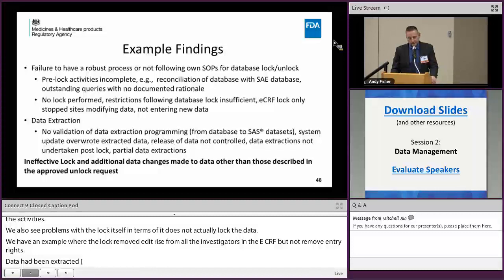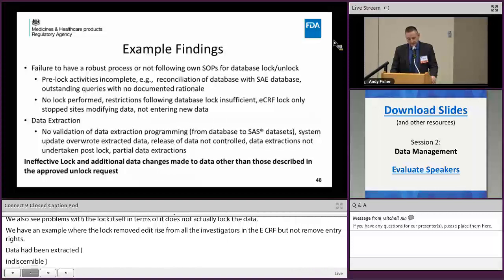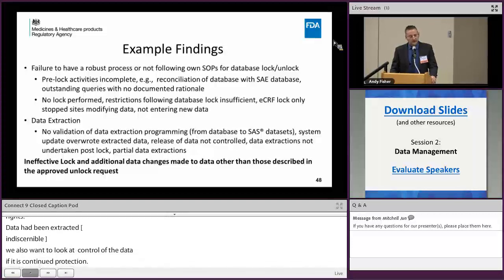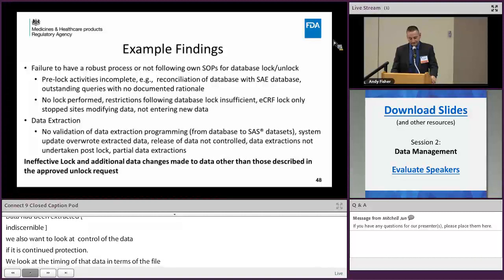We also want to look at the control of the data that comes out of the database in terms of its continued protection. And we look at the timing of that data in terms of its file properties against the data from the system as to when the database was actually locked, to check that it was actually done after the lock was applied to the system.